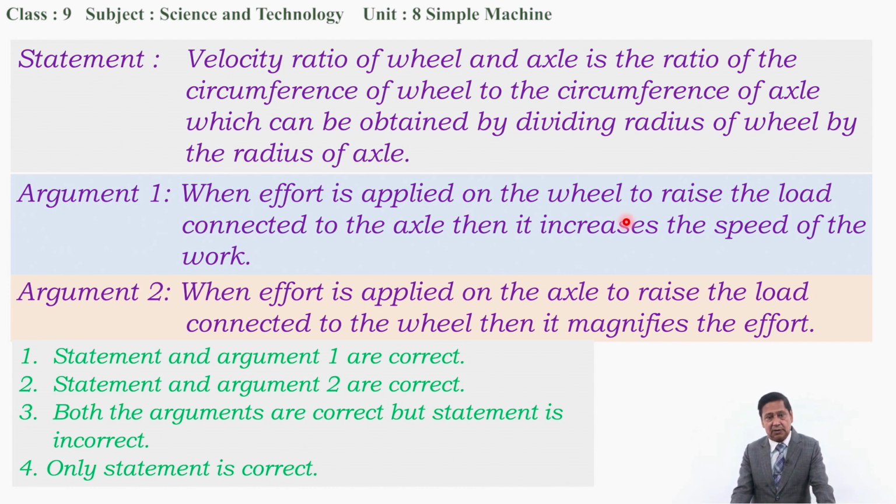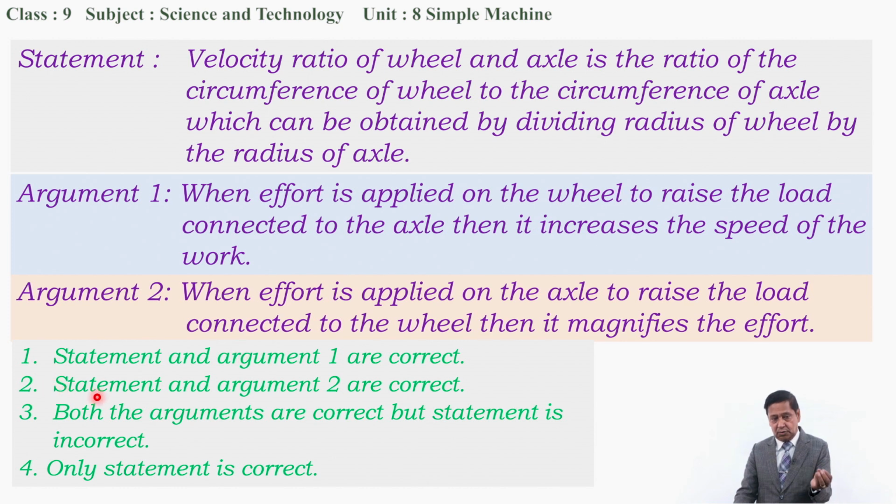When effort is applied on the wheel to raise the load connected to the axle, then it increases the speed of the work. If effort is applied on the wheel, then radius of wheel is effort distance and radius of axle will be load distance. Effort distance is more, and at this time speed of the work cannot be increased. To increase the speed of the work, load distance should be greater than effort distance. That's why argument 1 is incorrect. So, statement is correct, argument 1 is not correct. So, this option number 1 should be dropped.